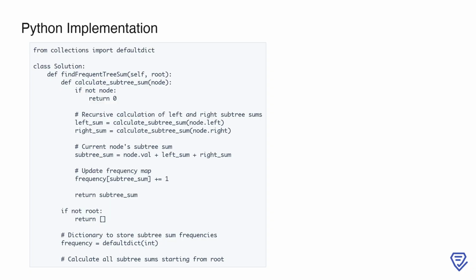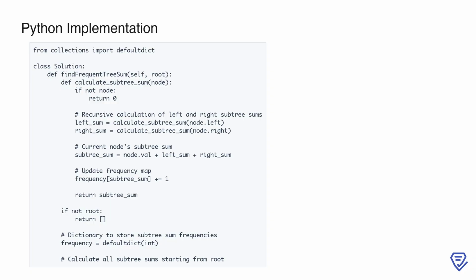If the current node is null, it simply returns 0, as there is no contribution to the sum. Otherwise, it recursively calculates the sums of the left and right subtrees using the node.left and node.right pointers. Once the left and right subtree sums are computed, the current node's subtree sum is calculated by adding the node's value to these two sums.